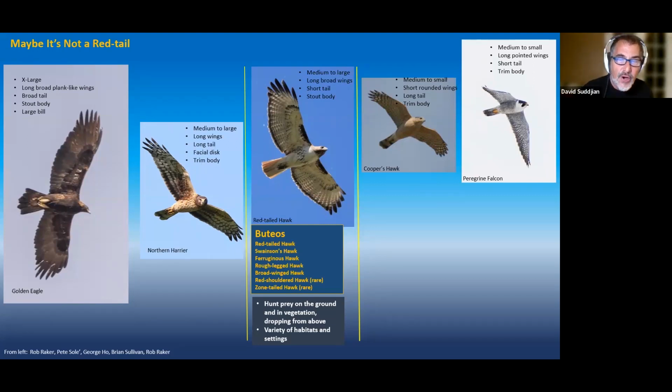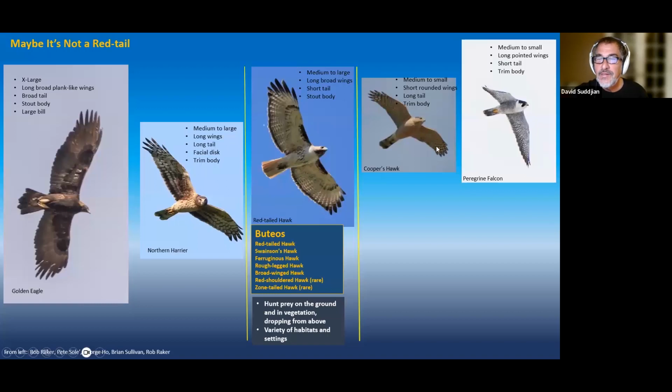And the harriers have a different shaped head, kind of flat faced with a bit of the facial disc going on. They have long wings and a long tail. That's a unique combo here. The buteos have long wings and a short tail, relatively speaking.